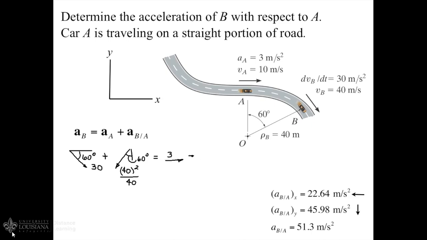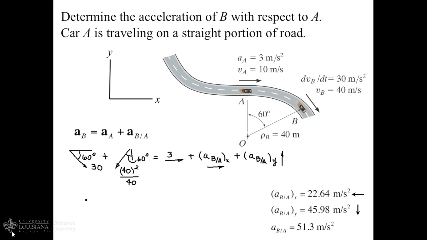And now our two unknown acceleration terms. We have A of B with respect to A. That's in the x direction, positive going to the right. And finally, our vertical component, which is A of B with respect to A. And that's y, and it goes upward, positive. Now we'll set up our component equations to complete our solution.